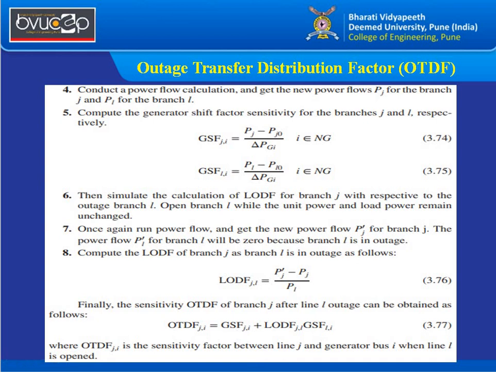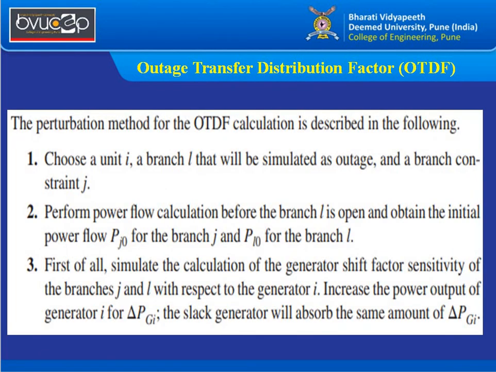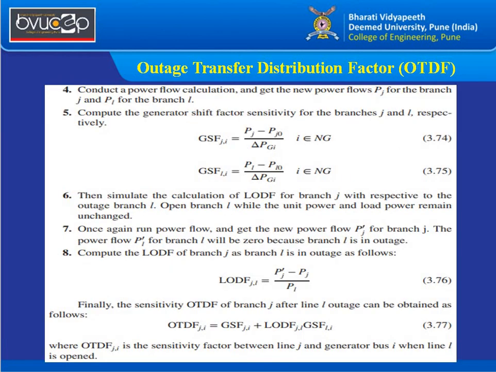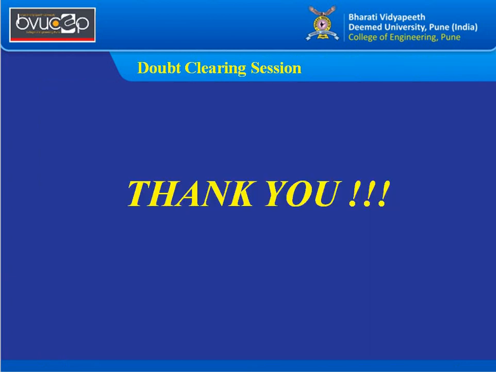So this is the outage transfer distribution factor. It is called outage transfer because outage is for the line outage and transfer is for the power transfer that is going to be considered. So that is why we are going for this particular method. So these are the 3 to 4 methods that are considered for sensitivity analysis. So I hope you have understood. That's it for this particular lecture.